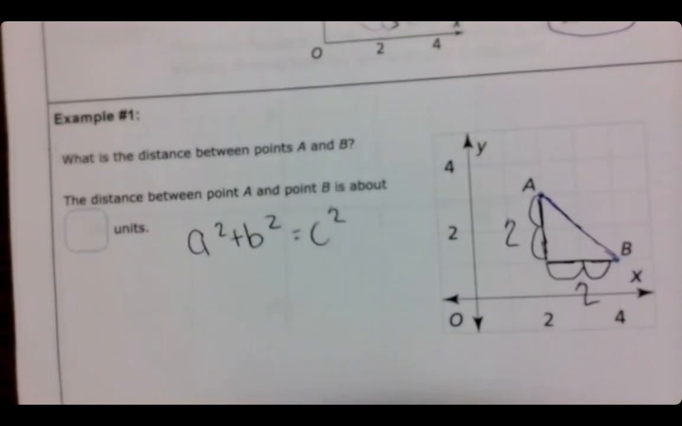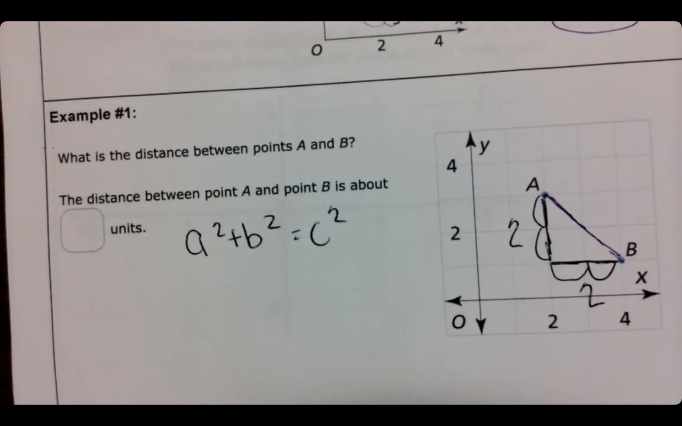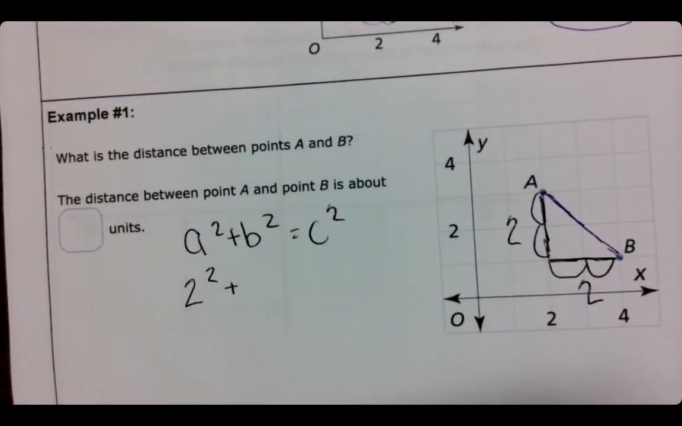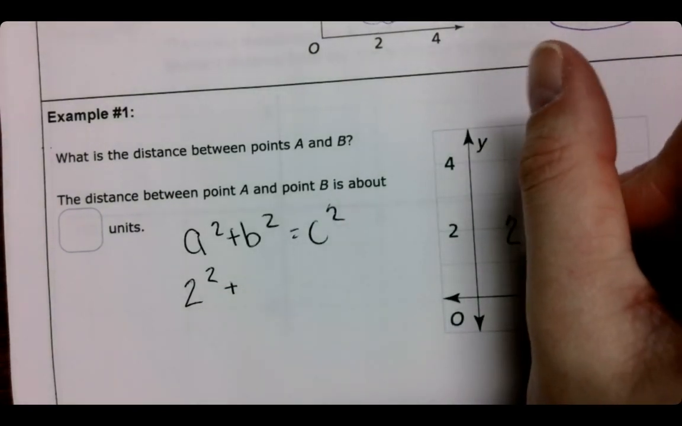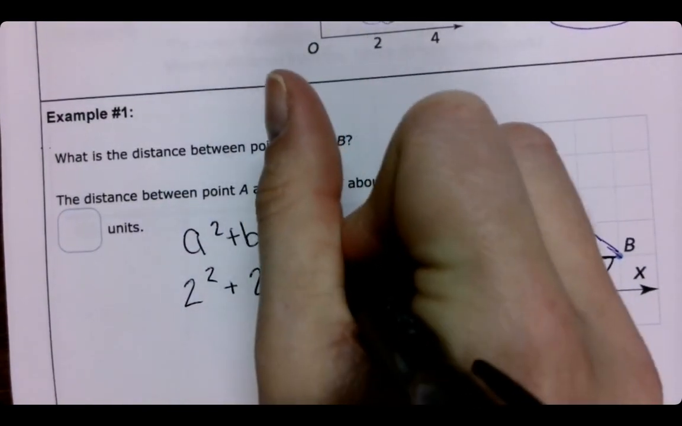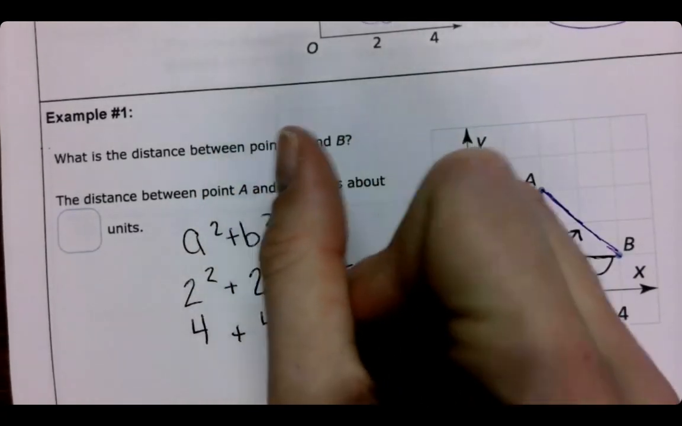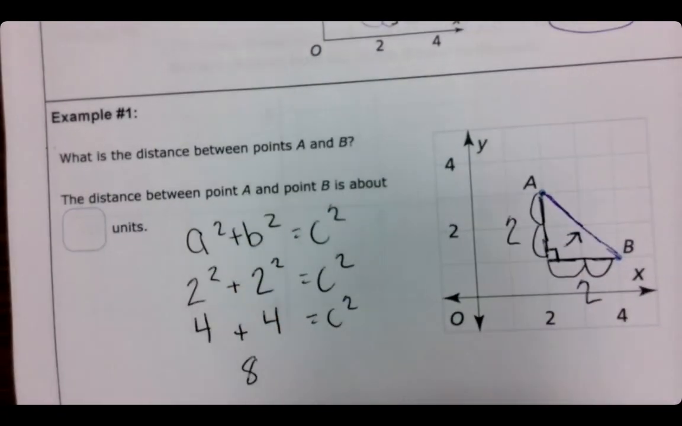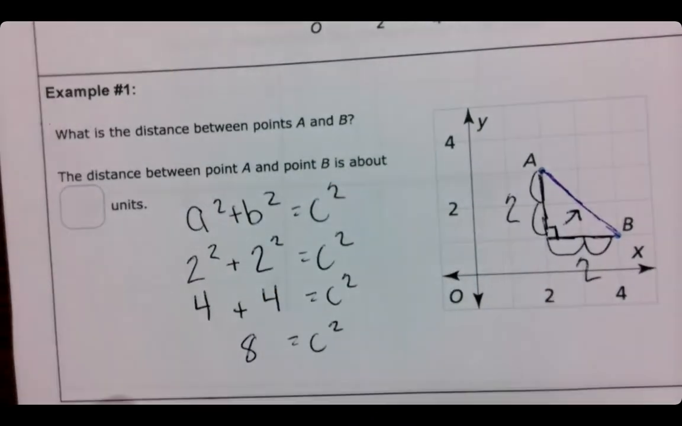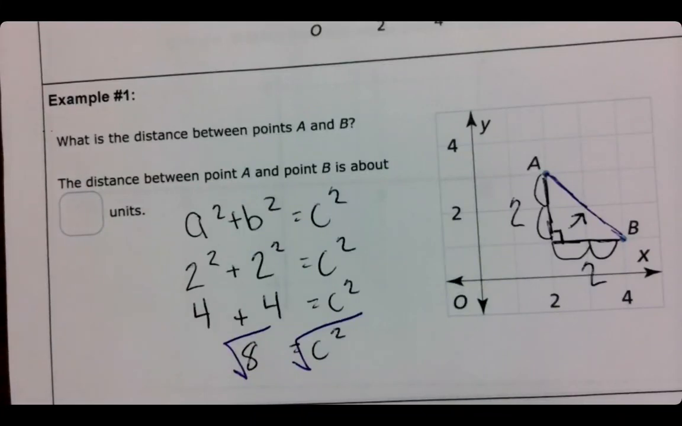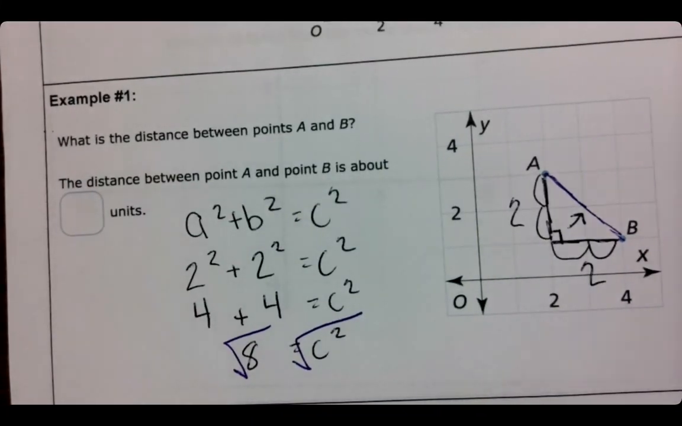What am I plugging in? 2? Where at? A? Sounds good. Where else? It is B. C is our hypotenuse. Here's our right angle. C is our hypotenuse, so we don't know that yet. 2 squared, 4. 2 squared, 4. 4 plus 4 is 8. And finally, last but not least, take the square root of 8.